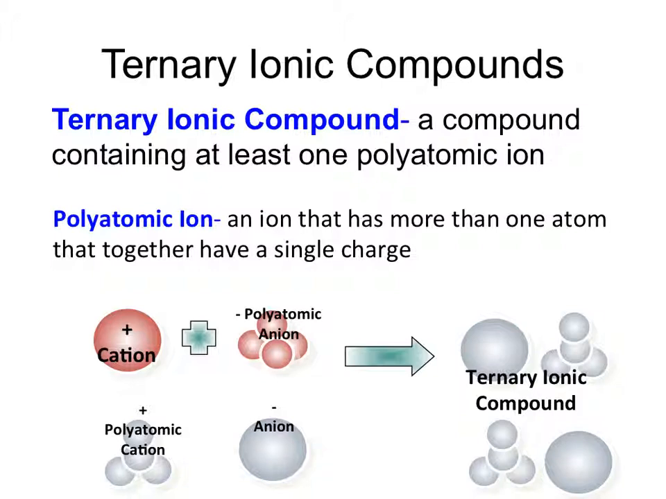Occasionally, the polyatomic ion will be found in the front half, where we will be looking at the ammonium ion. It will be acting as a cation, and sometimes we'll see the polyatomic ion in both the cation and the anion position.